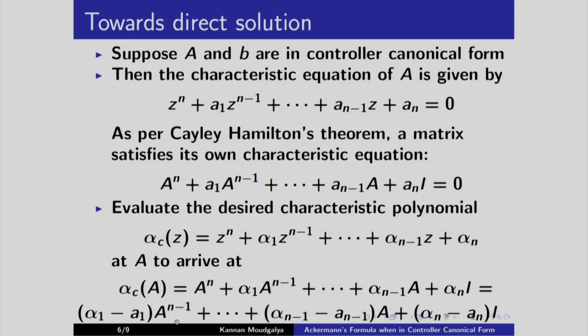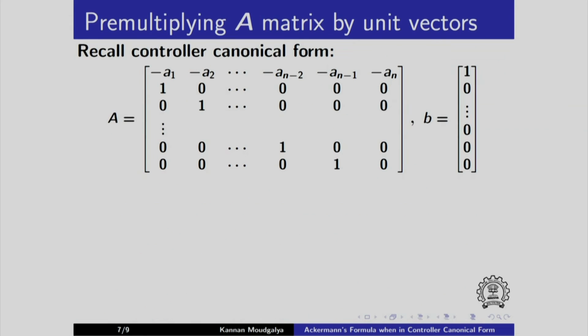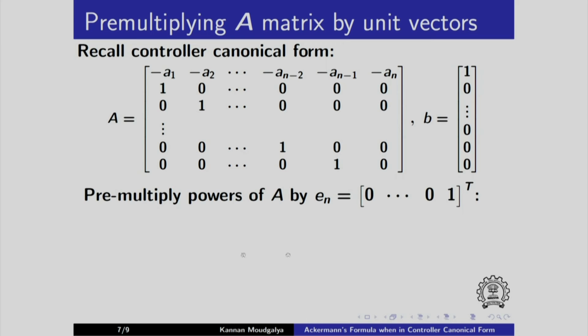Now this expression says we need powers of A. Here we have A, then we have A squared, A cube and so on, all the way up to A to the power n minus 1. And A and B are in a particular form. So what we will do is we will take powers of A in the next slide. So A and B are given here. Now what we will do is we will pre-multiply powers of A by En. En is the nth unit vector which has all zeros except the last entry, and of course the transpose of this, because the way we write En, it will actually be a tall vector, but I have written it as this horizontal vector, the transpose. So why we want to pre-multiply, that will become clear shortly.